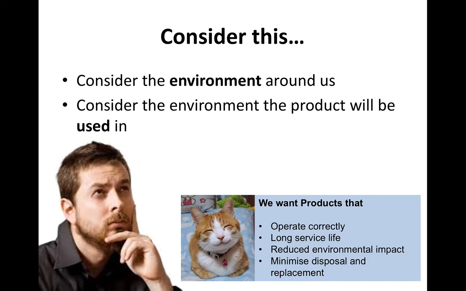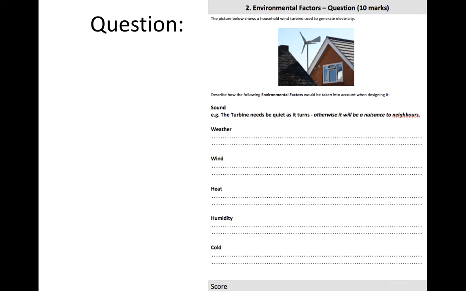Okay, so you've got a quick exam question to do, which is based on an actual question. So think about this wind turbine. Okay, so it's like a household one that you can buy and you can fit to your house, and you need to try and describe, well, how would those weather conditions or environmental factors, how would they be considered? For example, in terms of sound, you need to make sure that it's quiet, otherwise it will be a nuisance to neighbours. In terms of the weather, all right, then obviously you don't want it to be a lightning rod conductor, so you suddenly electrocute everyone in the house. So it's just think of each factor.